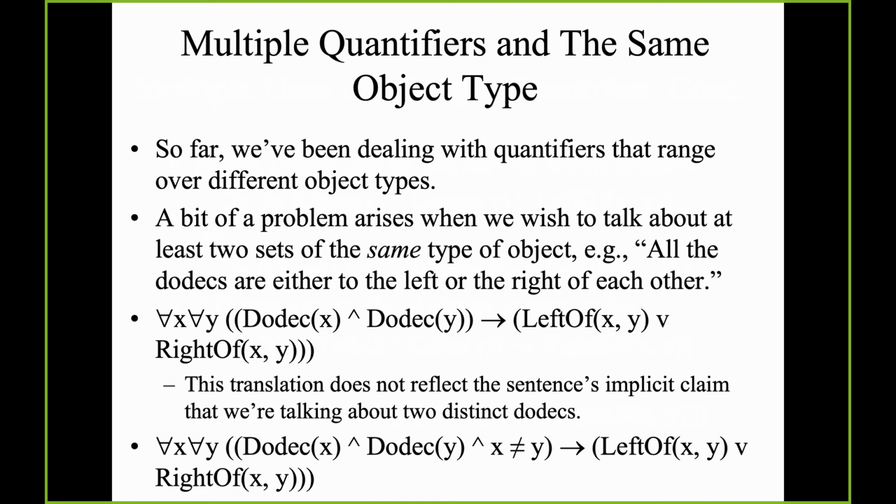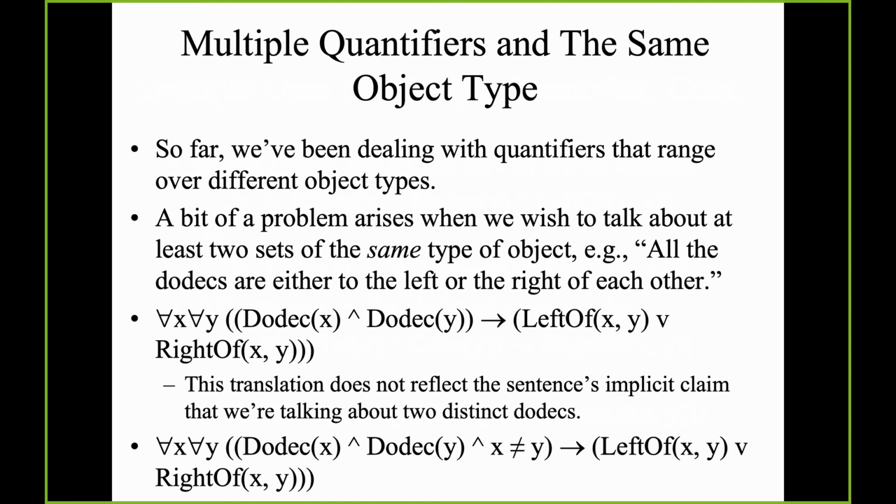Notice that the "each other" doesn't get articulated in logic, right? Here's how the claim reads. For every x and for every y, if x and y are dodecs, then x is to the left of or to the right of y.